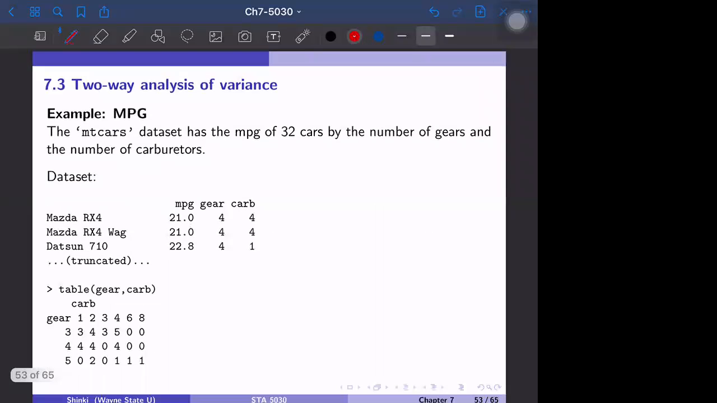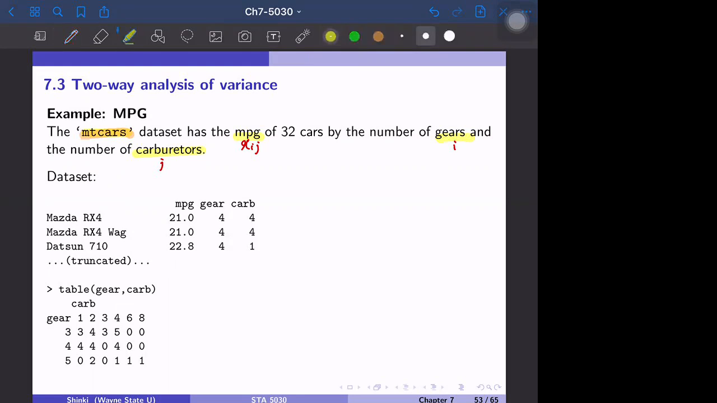Okay, so an example. Think about the mtcars data set. This is basically unbalanced data, and we would like to explain the MPG by the number of gears and the number of carburetors. So MPG is the response variable, gear is the first factor, and carburetor is the second factor. Then we can see the summarized table here.